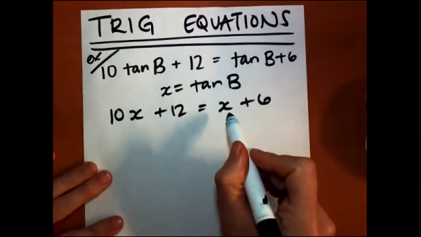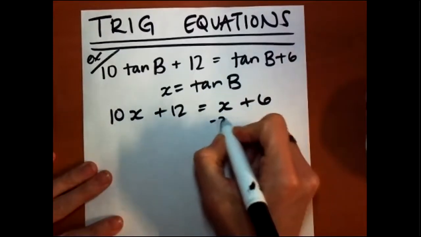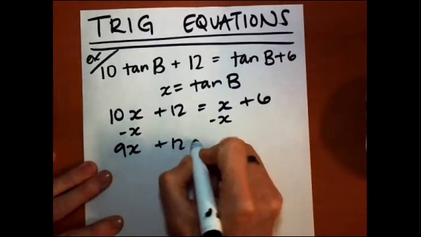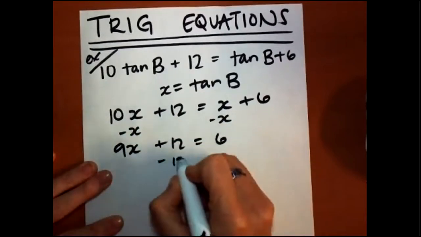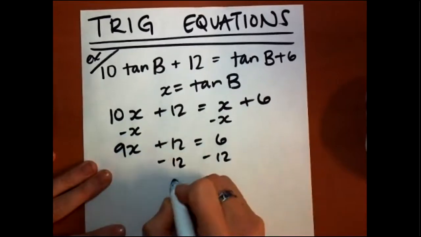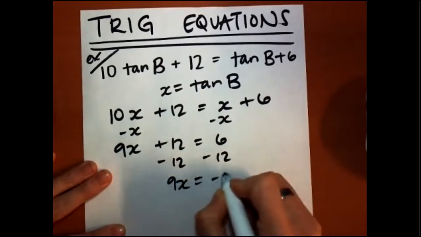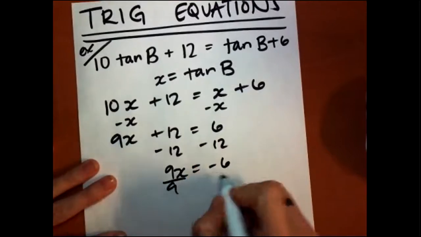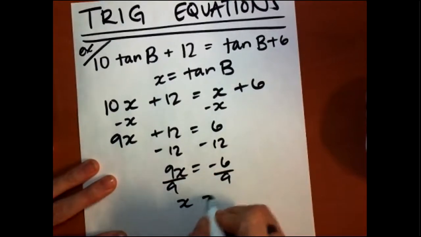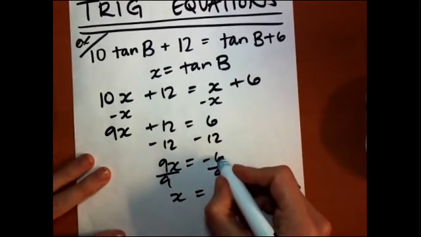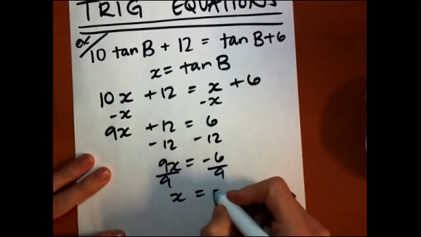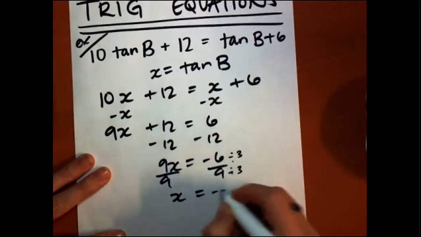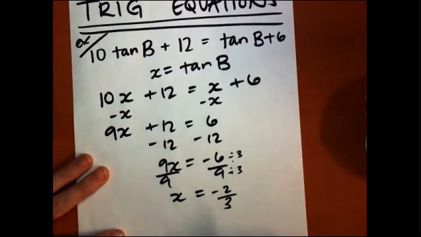So let's get all the x's on one side. So let's subtract x on both sides, and we'll get 9x plus 12 equals 6. And let's subtract 12 on both sides, and we'll get 9x equals negative 6. And we'll divide by 9 on both sides. X equals negative 6 over 9, which can reduce to, if I divide both of these by 3, negative 2 over 3.